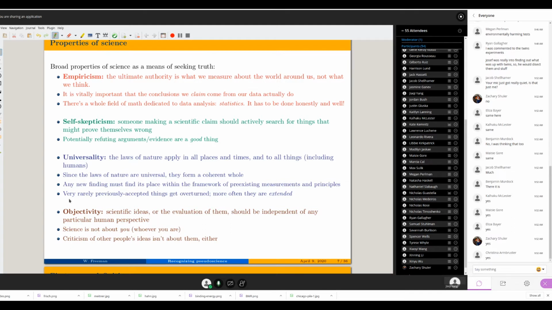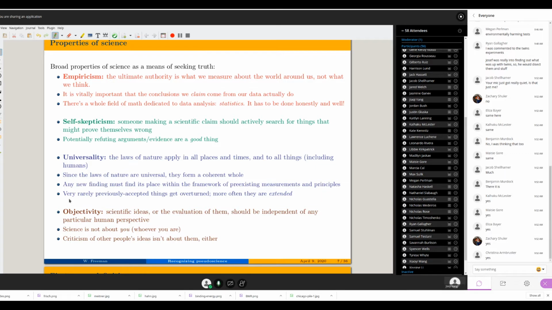So, empiricism means that we are mostly concerned about measurements, the real world, as an arbiter of truth. Science is skeptical of itself because this is a safeguard against fooling other people, right? You should first make sure you haven't fooled yourself, and once you've made sure you haven't fooled yourself, then it's hard to fool other people. That was an argument put forth by Richard Feynman. We recognize that the laws of nature are the same everywhere, and that they don't depend on our particular human perspective.